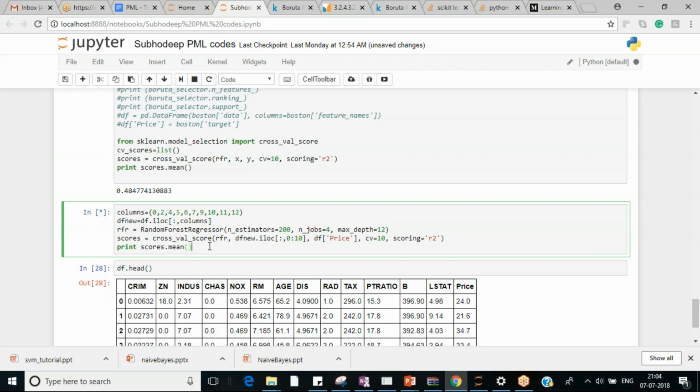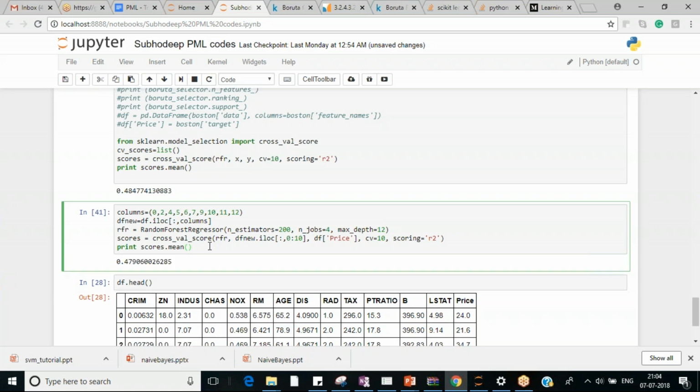You were asking a question, Sunil, sorry. Number of estimators 200 means 200 random trees will be generated. And depth we are saying 12. That's the max depth. On the starting level there will be one node, on the next level two nodes because it is a binary tree. So the maximum number of nodes we can take is 2 to the power 12 minus 1.